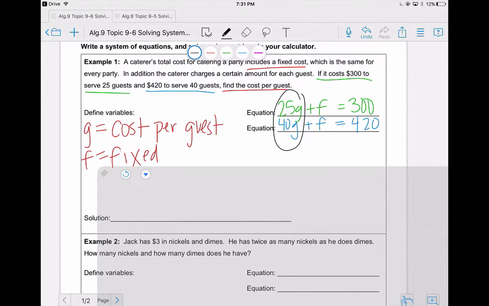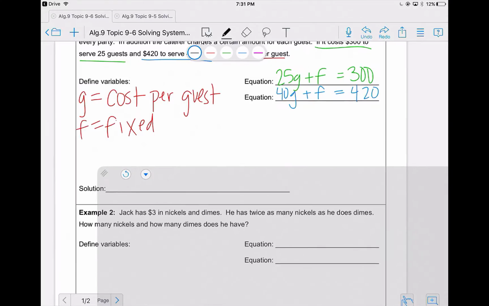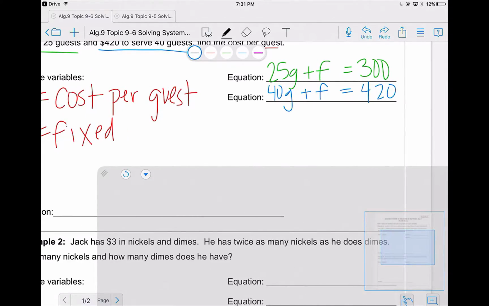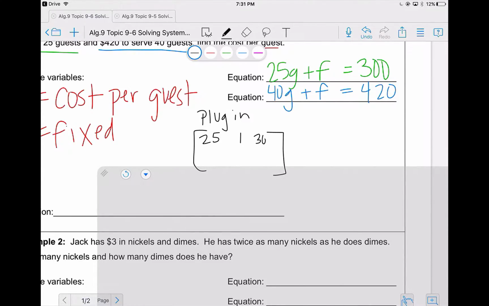Notice that I lined my variables up beforehand so I don't have to move anything around before I plug into matrices in order to solve. I'm going to put my matrices in a calculator. I have 25, 1, and 300, 40, 1, and 420. So I put these into my calculator, put it in exactly like I see it.